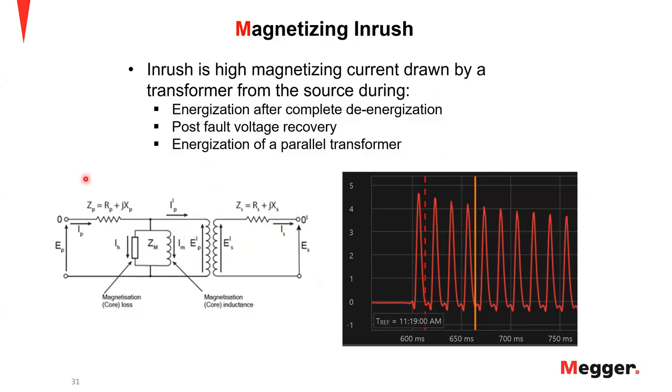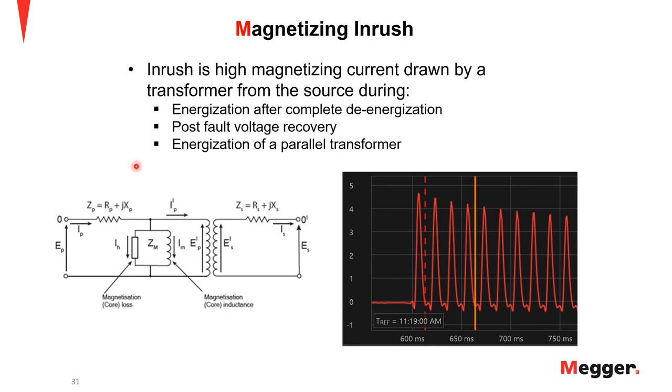So the next challenge is magnetizing inrush. When a transformer is energized, it will draw really heavy current to energize its core. So this current is called magnetizing inrush, and it's very high in magnitude. It's transient in nature. So what happens when magnetizing inrush current is seen is that it's only seen on the primary side, and the secondary side obviously would not have that current. So the relay will think that it's seeing a differential condition.